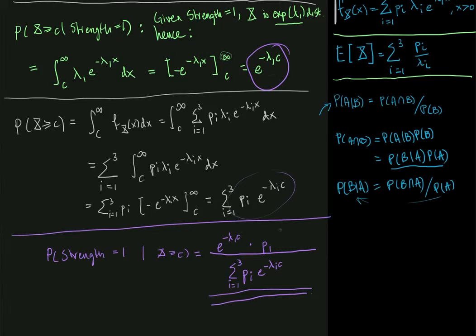and it doesn't seem too crazy. You just take a look at the probability that x will be greater than or equal to c, and then gauge that given that happens, what's the probability that the strength will be equal to 1. So this was part C.